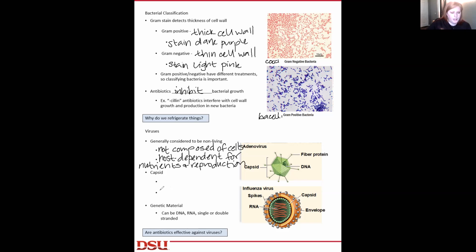All right, so viruses have something called a capsid, and it's just a protein container for its genetic material. Tupperware for DNA. Okay. The capsid has specialized spike proteins that help it attach to the host cell.